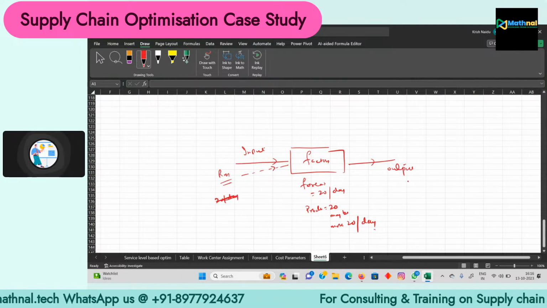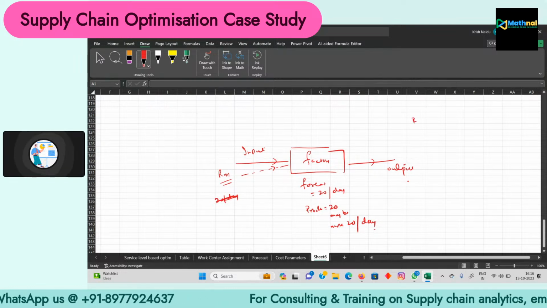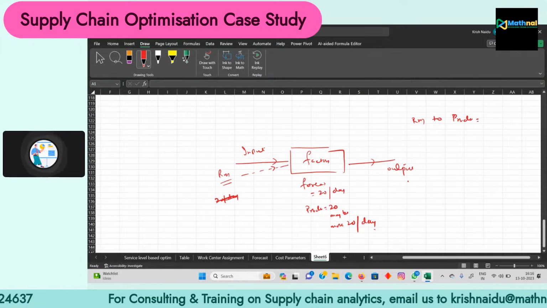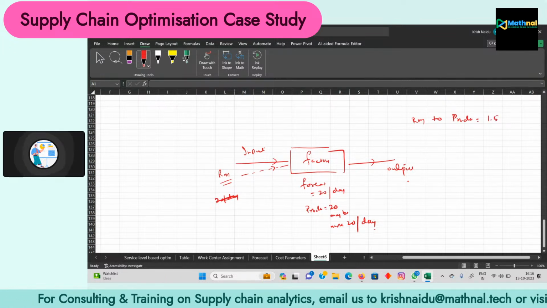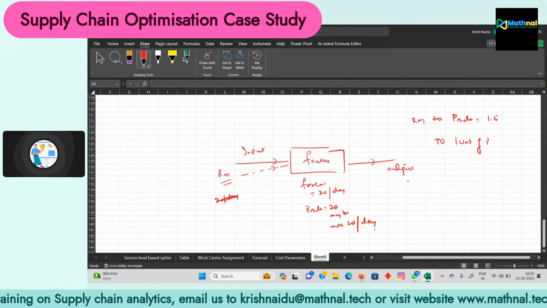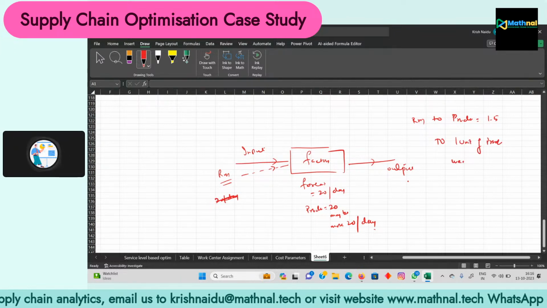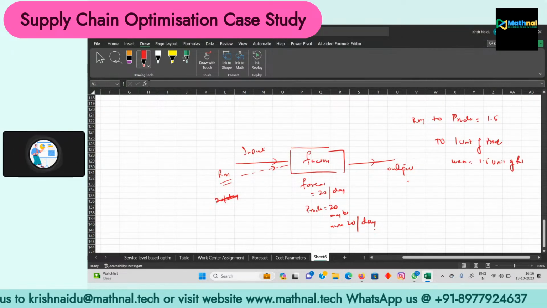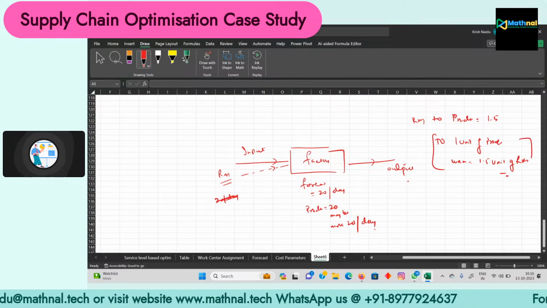Let's say the factor of conversion of raw materials to product is 1.5, which means to produce 1 unit of product we need 1.5 units of raw material. For example, this is a scenario I'm taking here.